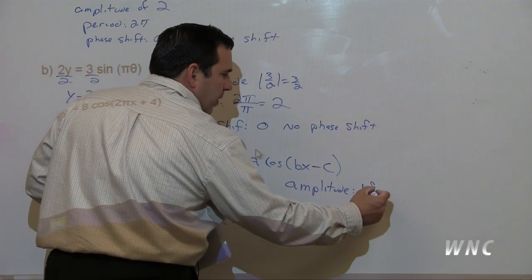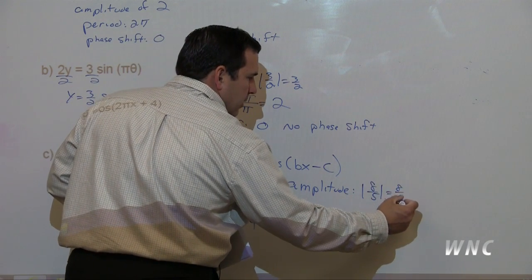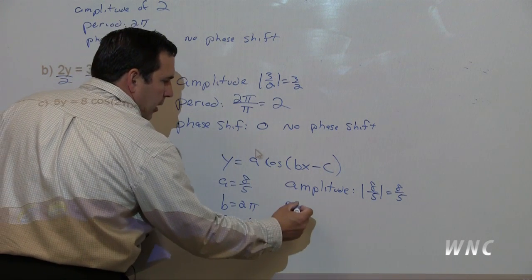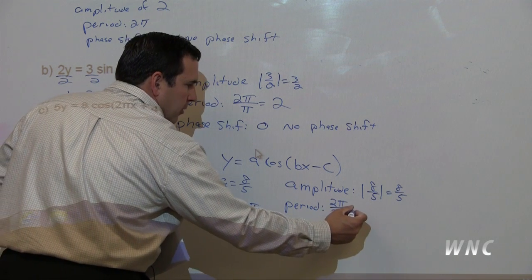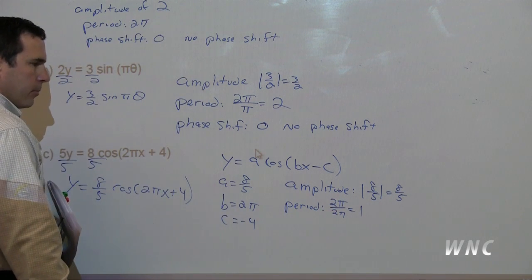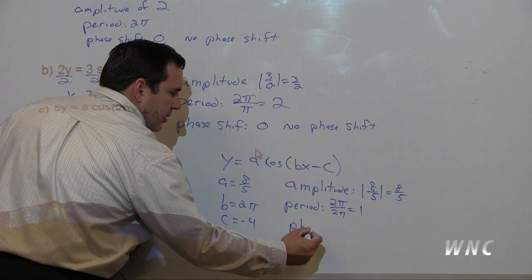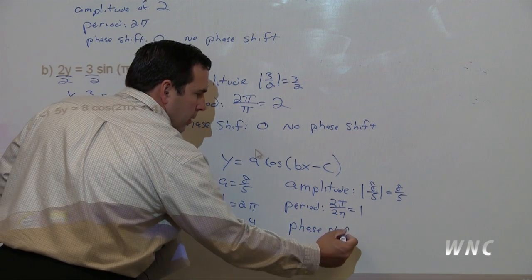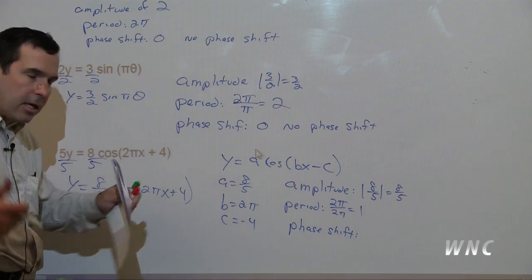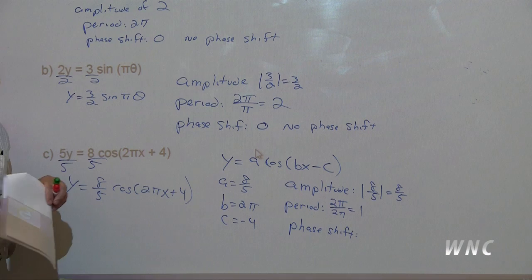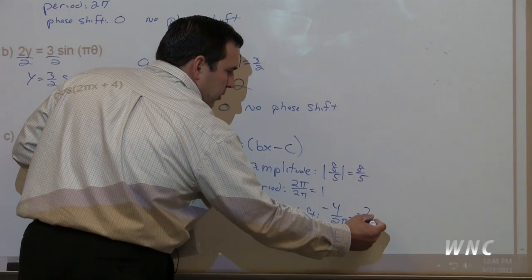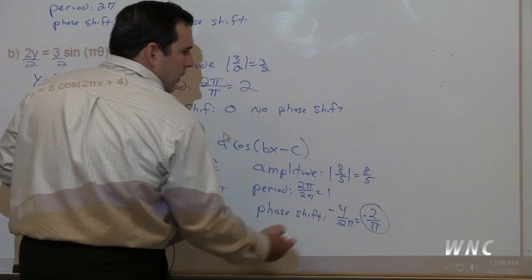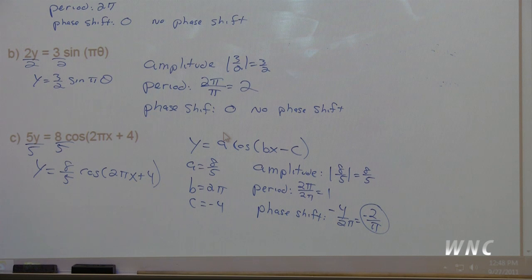So with that in mind, we have an amplitude of absolute value of 8/5, which is 8/5, a period 2 pi divided by b, that's 2 pi divided by 2 pi, which is 1. And a phase shift, this one's not 0, that's kind of exciting. Okay, it's going to be c over b, so -4 over 2 pi, or -2 over pi. That's our phase shift. Being negative, it's going to move to the left.